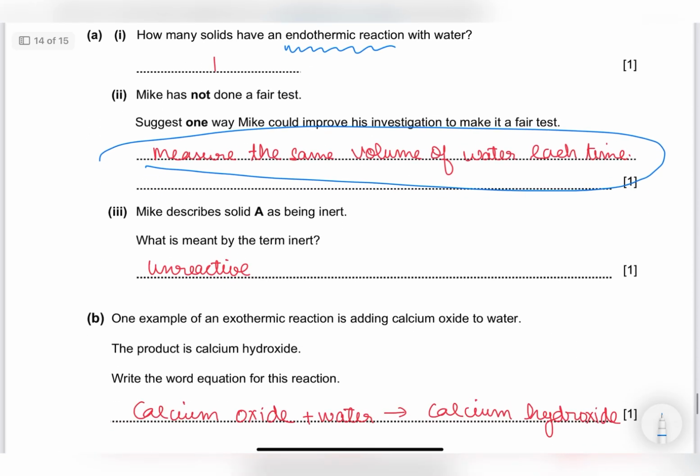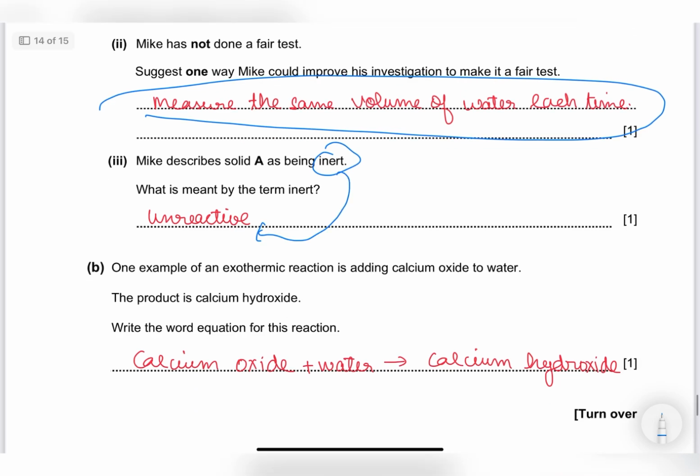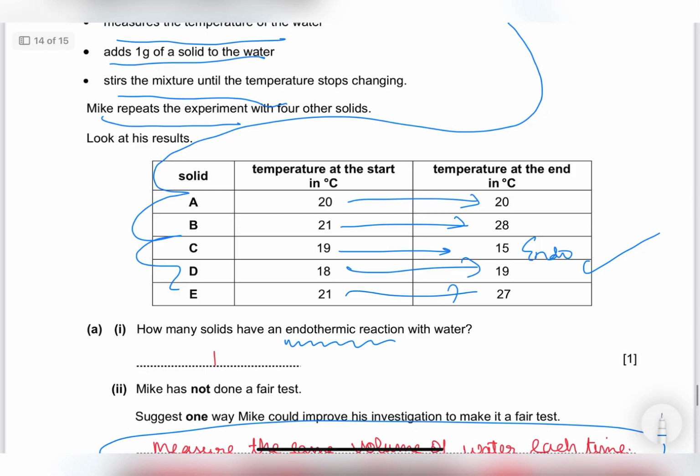Mike describes solid A as being inert. What do you mean by inert? Again and again this term is coming. Inert means unreactive. The solid is unreactive because the temperature is not changing, so it is not undergoing any reaction. So solid A is inert.